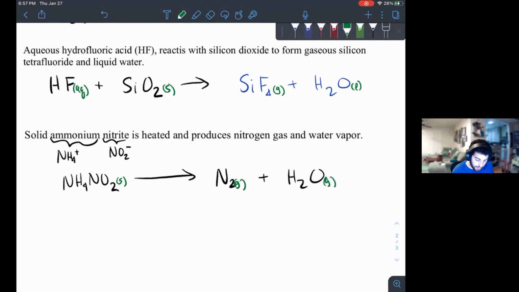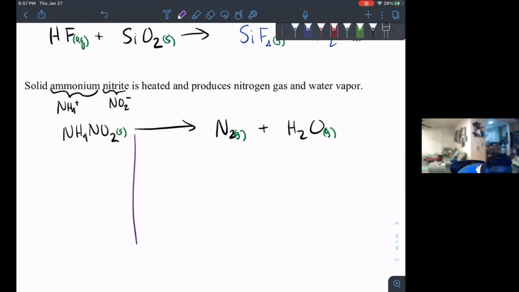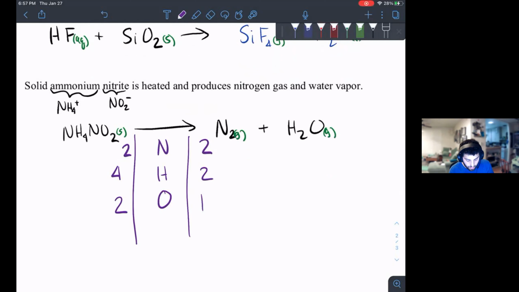All right, so for this last one, I definitely said I'll balance it. So let's go ahead and do it. And you'll notice this is actually a decomposition reaction. So one thing breaks up into two other things. So we have N, H, and O. We've got 2 on our left side, 2 on our right side, 4 on our left side, 2 on our right side, 2 on our left side, and 1 on our right side.